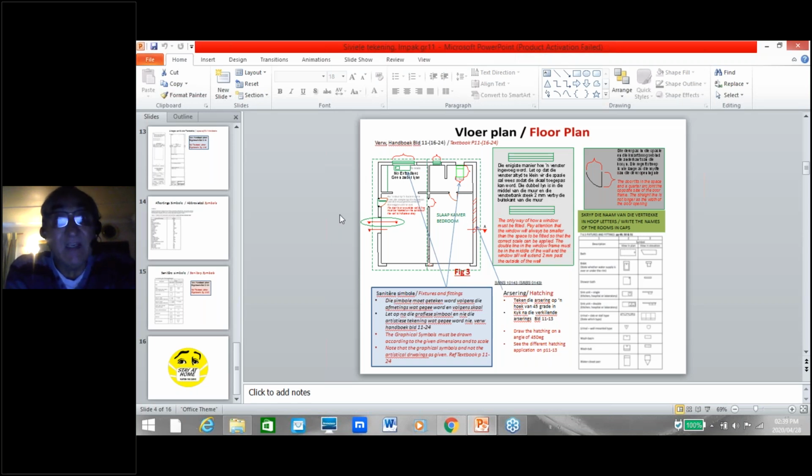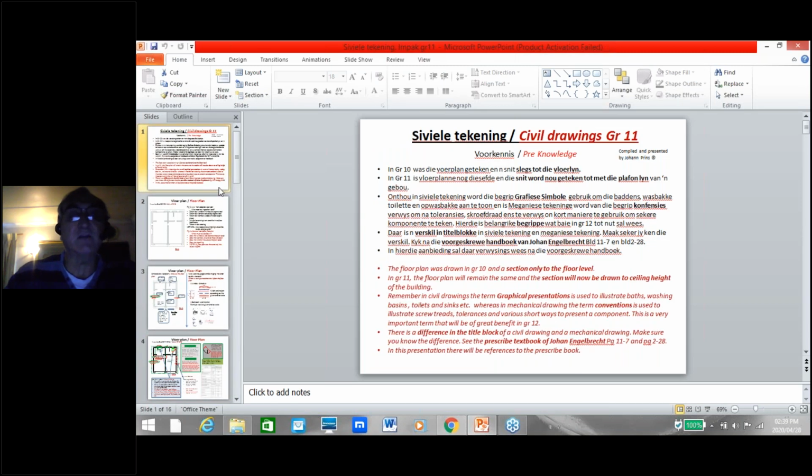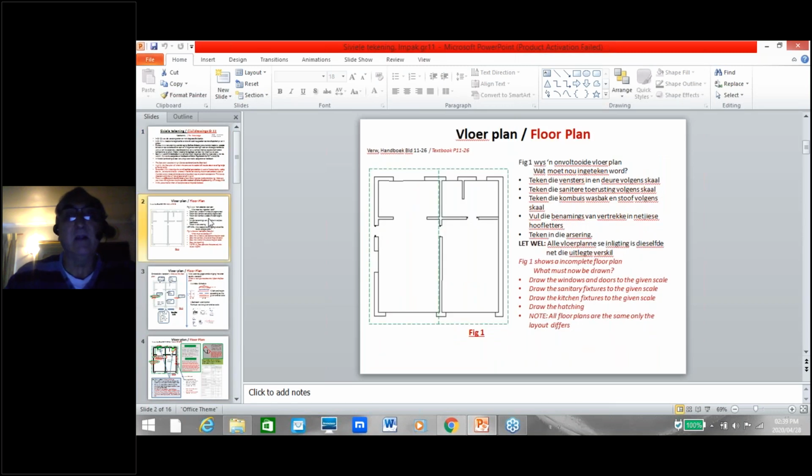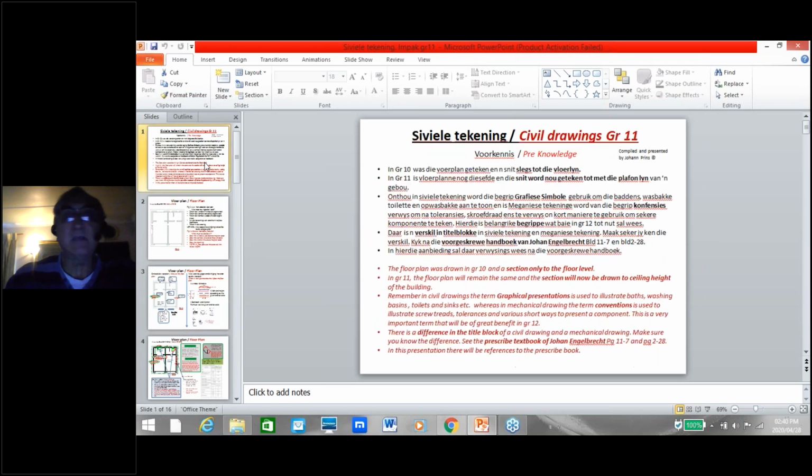Pay attention to these things that I showed you now, and study the part of the work in the textbook. There you'll find a lot of extra information as well in your textbooks. It is mostly on chapter 11, and by means of that you'll get some more extra information about how to draw this.